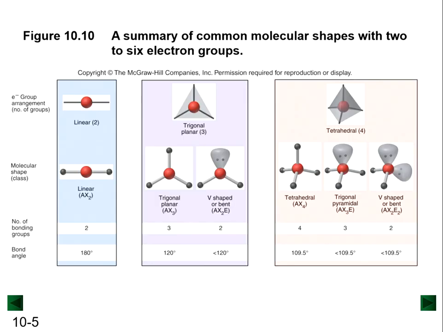For a tetrahedral electron group arrangement, we can have either a tetrahedral molecular structure, or if we have one lone pair, we can have a trigonal pyramidal molecular structure. Or for 2 lone pairs, we can have a V-shaped molecular structure.